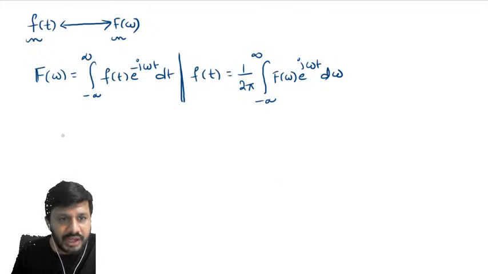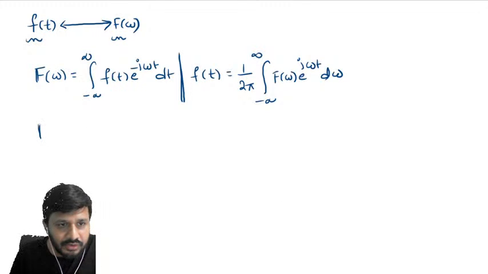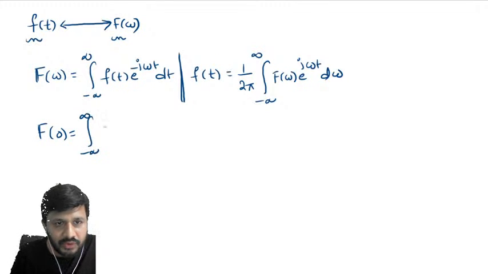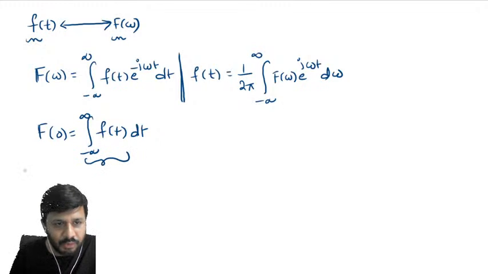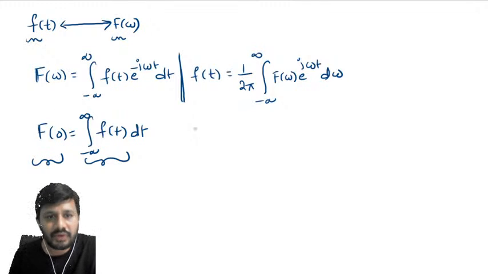Now what happens if I substitute ω equal to 0? It becomes the integral from minus infinity to infinity of f(t) dt. Already we have seen that whenever you integrate a signal, you are finding the area. So if you want to find the area in the time domain, simply substitute ω equal to 0 in the frequency domain. Or, observe the Fourier transform at ω equal to 0.